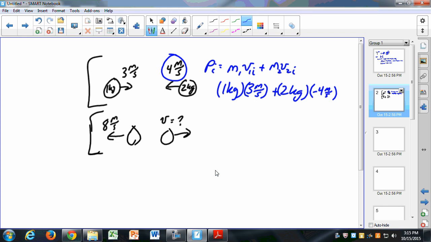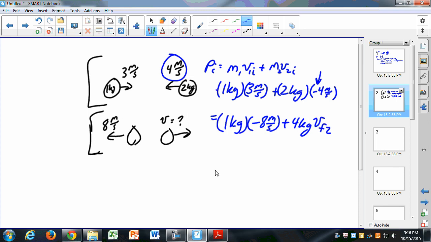A lot of people will mess that up, and of course you'll have answers that have that as a positive, but they're wrong. So make sure that you get the sign right. It is a vector quantity, so it has to be included. And then the final momentum will equal the same thing, but I'm going to have here 1 kilogram times negative 8 meters per second, because it's going to the left, plus 4 kilograms times V final, VF2.